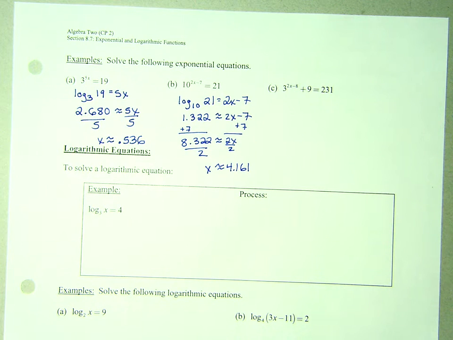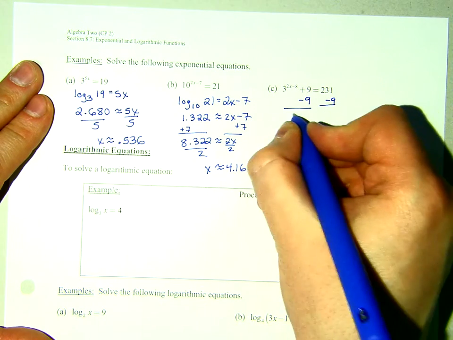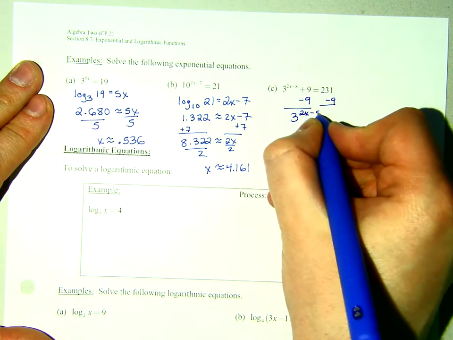Last one of these, and then we'll do log equations. Subtract 9. Perfect. We can't do this yet. Get the exponential part by itself. So subtract 9, and that's all I'm going to say. You please go deal with the rest.